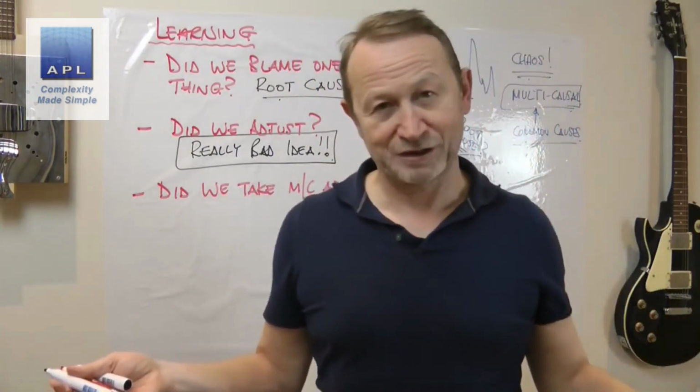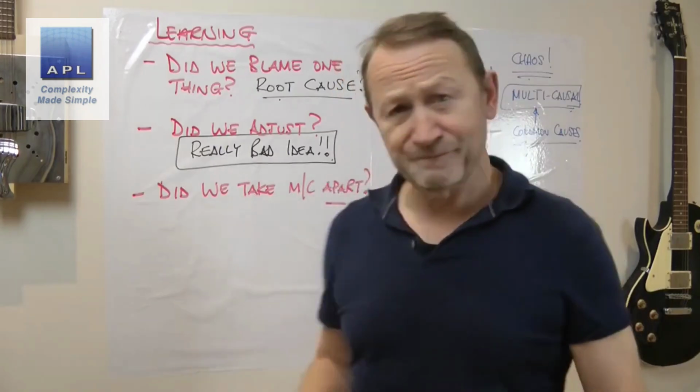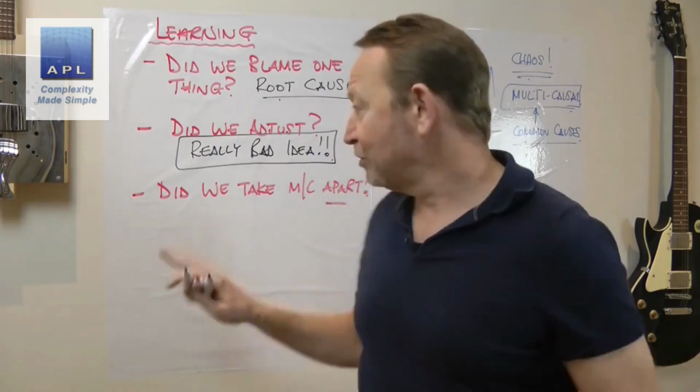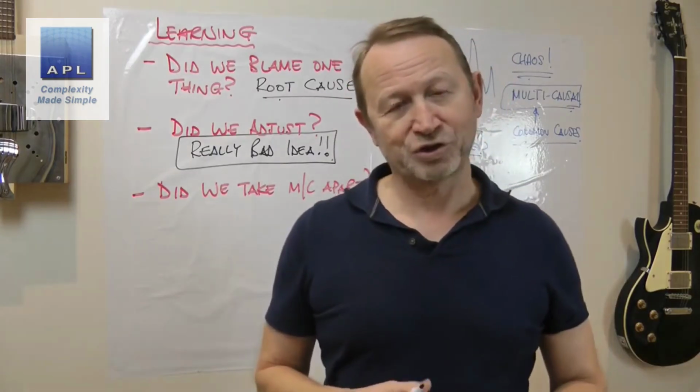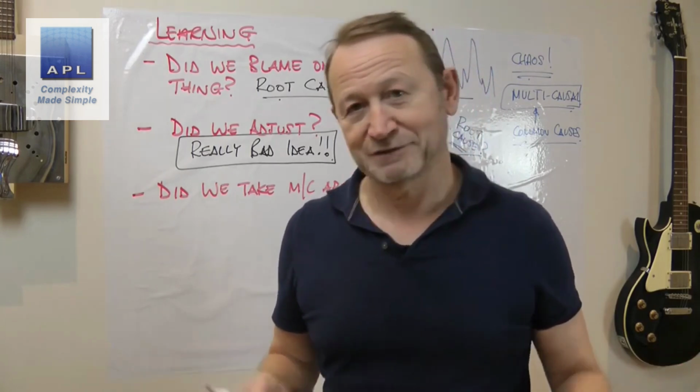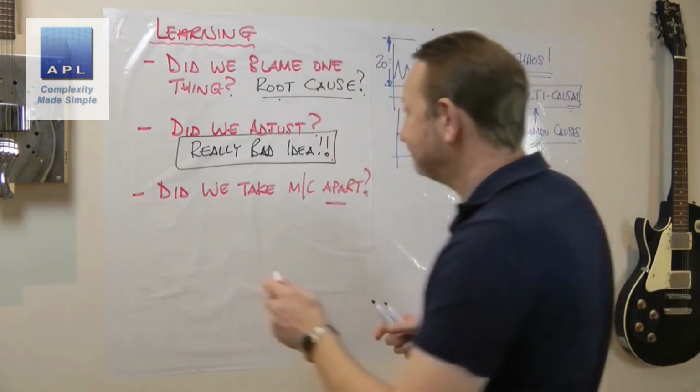Was there anything wrong with the Catapult? No, we didn't do this. Was there anything wrong with the Catapult? No. So we didn't take the machine to pieces. There's nothing wrong with it. Okay. What's the next one?